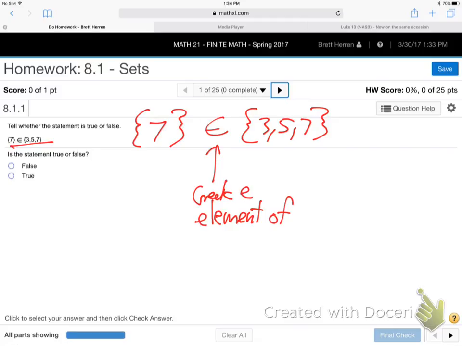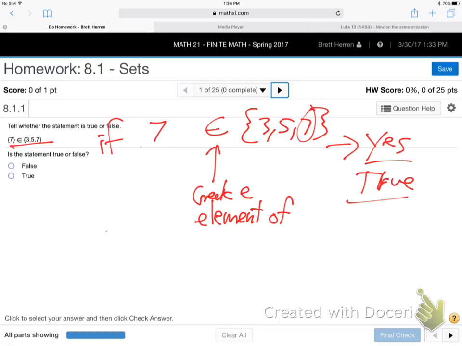That's actually a weird question. If they did not have these curly brackets, if they just said, is 7 in there? We go, yeah, obviously. There it is right there. 7 is in there, right? So let me just write that here. If they said 7, the answer would be yes, obviously, true.